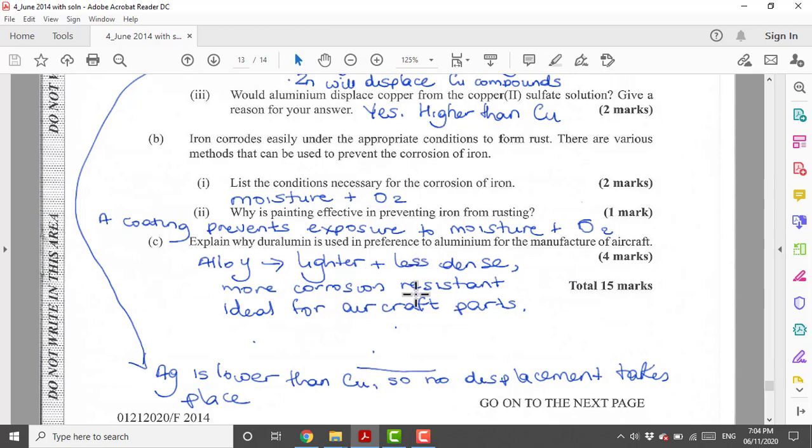And all of these are ideal for aircraft parts because, I mean, it's a plane, right? You want it to be light, you want it to be less dense, and of course you wouldn't want your plane to corrode, right? So you want less corrosion taking place. So this is why duralumin, the alloy of aluminum, is used in preference, right?